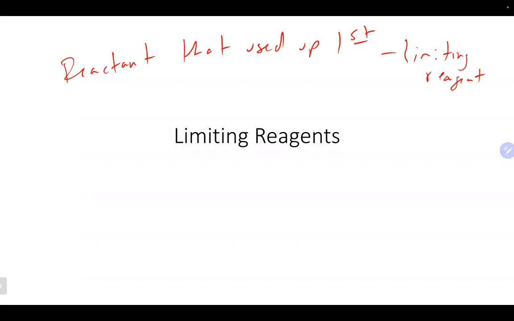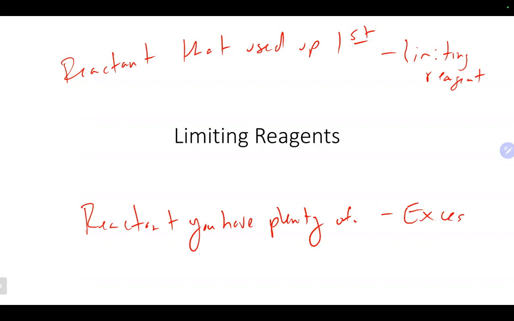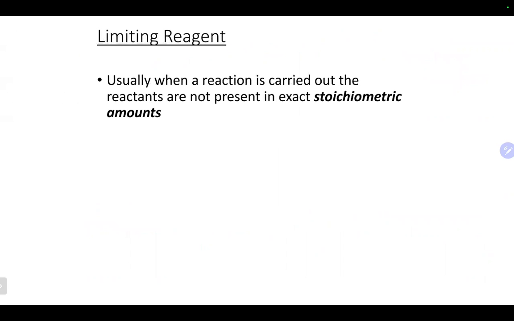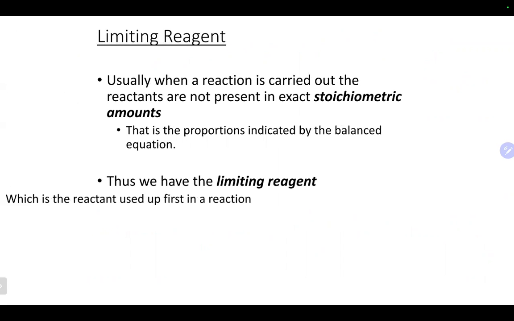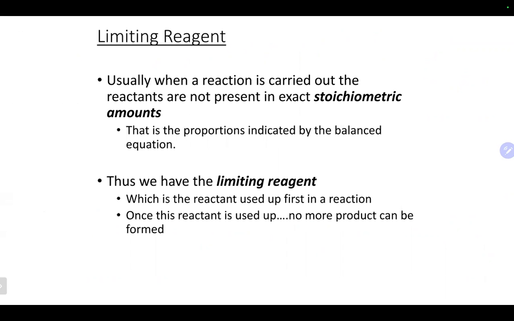And there's also one reactant that usually you have plenty of, and that's the other guy, the reactant you have plenty of. That's what is known as the excess reagent, or again, the excess reactant. So when we talk about limiting reagents, the idea is that there's going to be something on the reactant side that gets used up first.